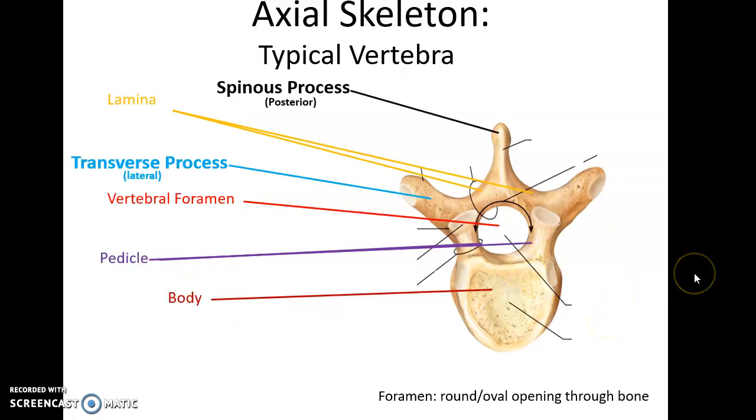We have some processes sticking out of the vertebra. We have sticking posteriorly out the spinous process, very thin, very pointed. If you rub your hand along your back, those bumps you feel are the spinous processes of the vertebrae. Then we have 2 processes sticking out laterally. These are the transverse processes.